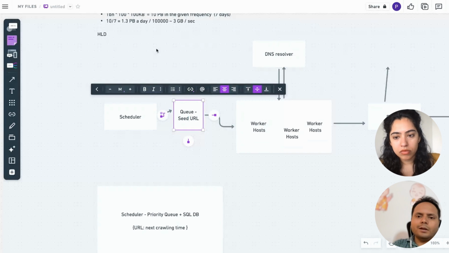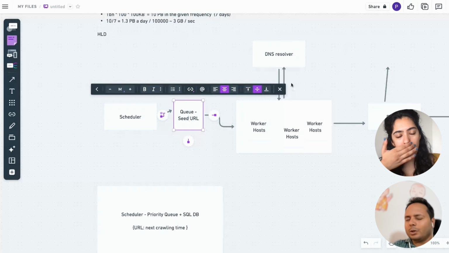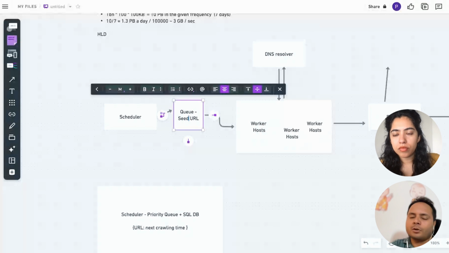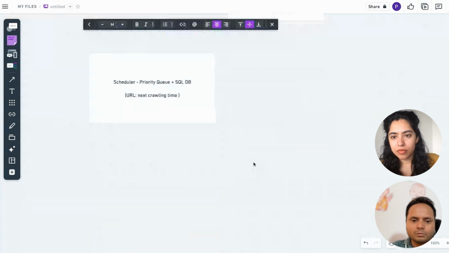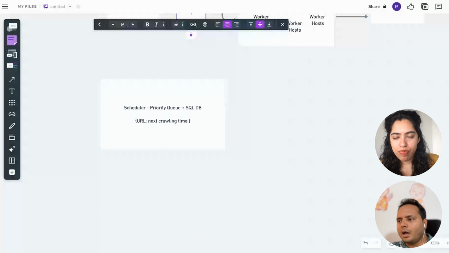Sure. And we can also include some kind of caching in front of the DNS resolver, so that for IP addresses which are queried more frequently, we don't need to hit the DNS resolver all the time. So a couple of things can be done.